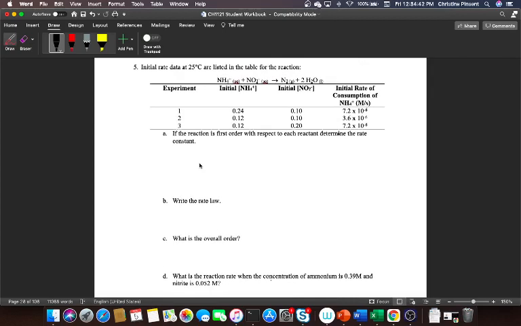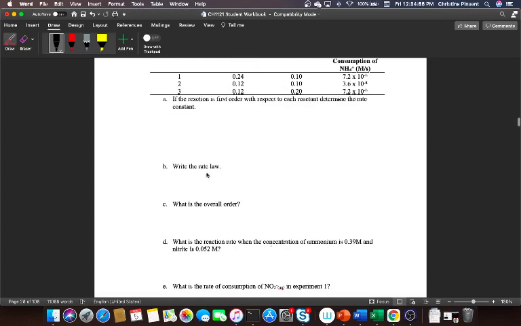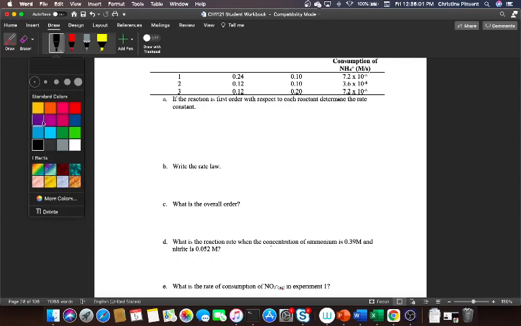All right, so when we start a question like this, if we look at question A, it tells us the reaction is first order with respect to each reactant, and asks what is the rate constant? I don't particularly like starting with that question. I always write my rate law first, so I'm going to skip down to part B and write my rate law first.